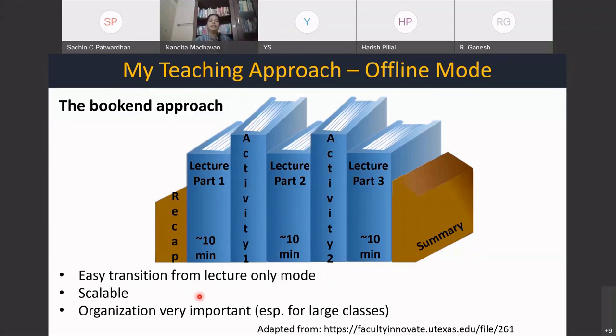And the other thing I like about the bookend approach is that it's very scalable. So I've been able to do this even in large classes, which is the examples that I'd be talking about today. And the other thing I learned is organization is very important while doing the activities. So having some sort of a structure helps in ensuring that the class runs smoothly.